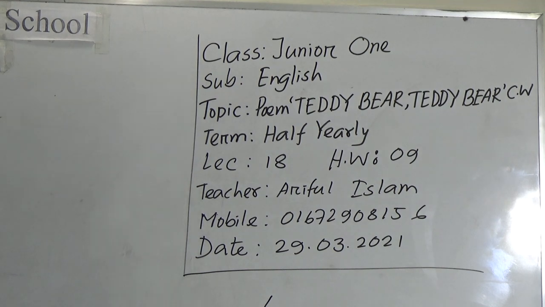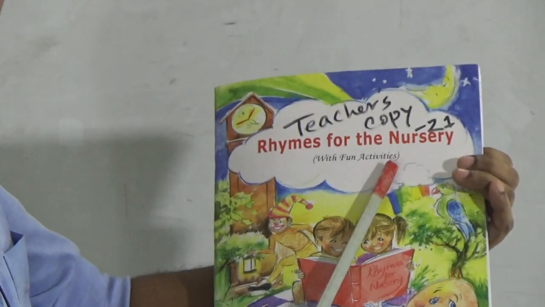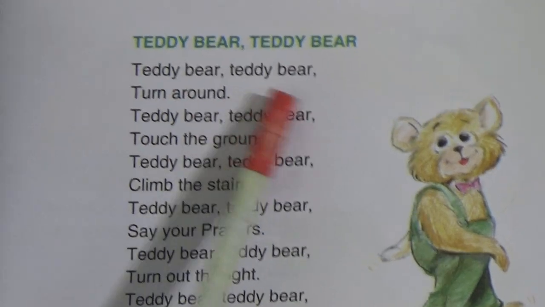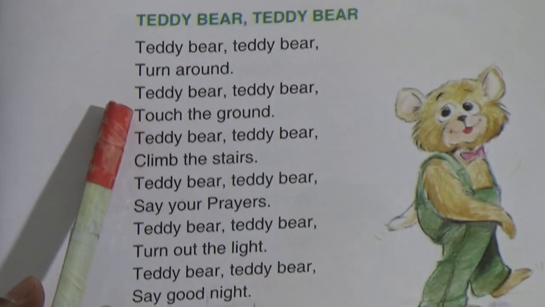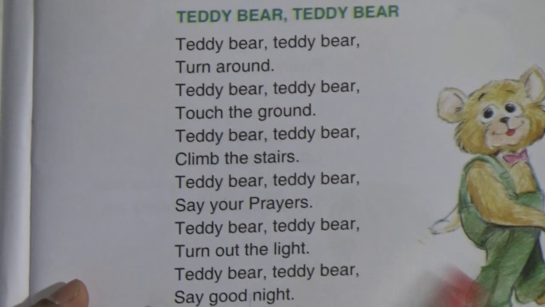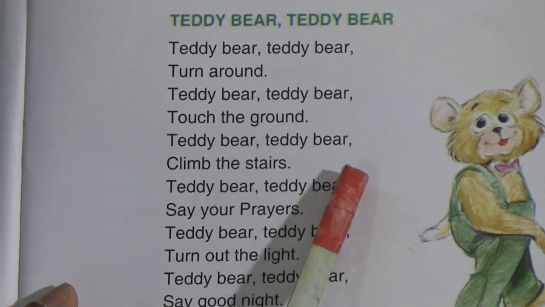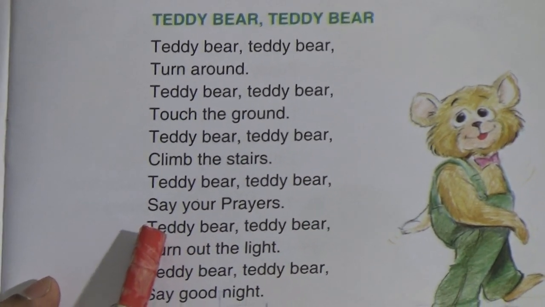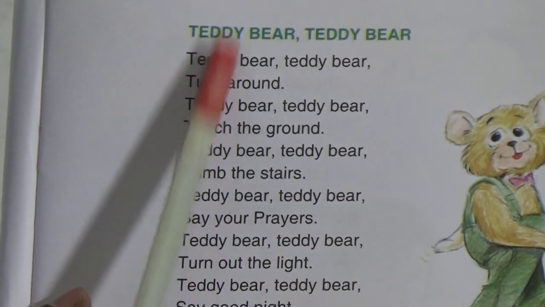So my dear students, open your book, Rhymes for the Nursery with Fun Activities, and go to page number 9. So this is the poem. And we will learn only the 8 lines of the poem. Let's read. Teddy bear, teddy bear, turn around. Teddy bear, teddy bear, touch the ground. So teddy bear is touching the ground. Teddy bear is turning around. Teddy bear, teddy bear, climb the stairs. Teddy bear, teddy bear, say your prayers.